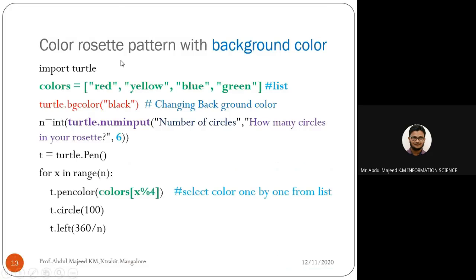Okay, next one, a color rosette pattern with the background color. How to draw a color rosette pattern with the background color? You can set the background color, set the colors, then draw the rosette. Here we are taking input from the user, as we discussed in the last class, for how many circles they want. We can use the turtle.numinput function. By using this, it will create a window. We can type how many circles we want, then based on that it will draw the circles. I'll execute this program.